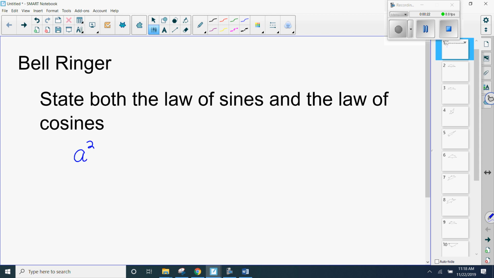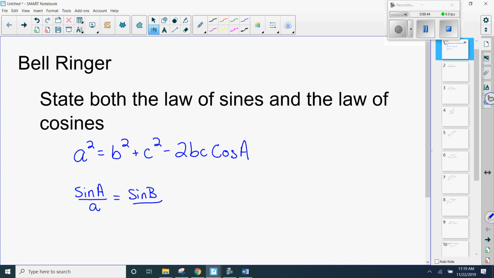So we have a squared is equal to b squared plus c squared minus 2bc, and then it is the cosine of angle A. That's a lot of cosine, right? That's the law of cosines. The law of sines, you could do the reciprocal of each one of these, but the sine of A over A is equal to the sine of B over B, which is equal to the sine of C over C. So those are the two that you use.